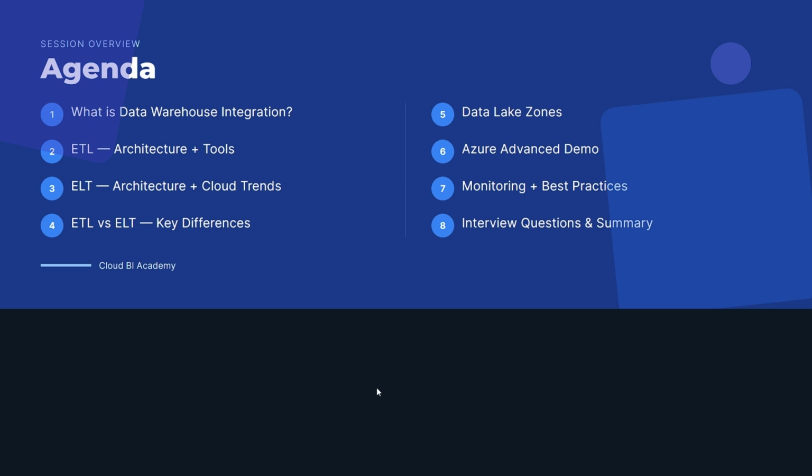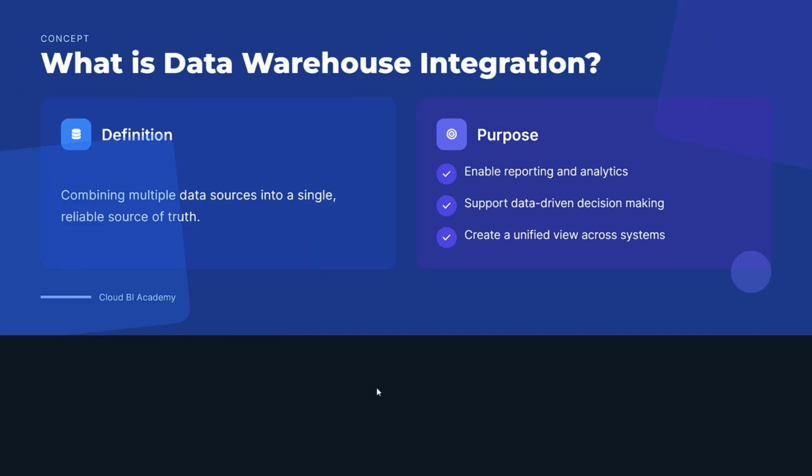So let's move to our first and important topic: what is data warehouse integration. Data warehouse integration means bringing data from different systems like CRM, ERP systems, APIs, databases and IoT sensor files into one centralized system for analytics and reporting.